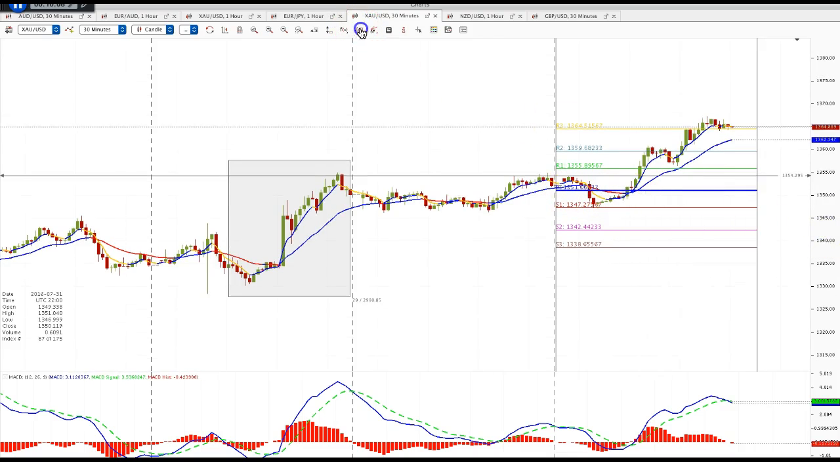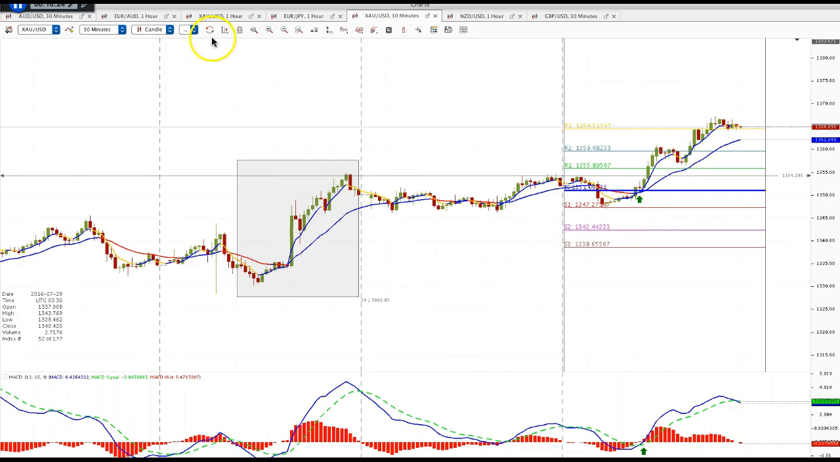Use your crossover, 5 and 20 crossover. Make sure the MACD lines down here cross to the upside. On a 30-minute chart, there's your trade right there, and it rallied.